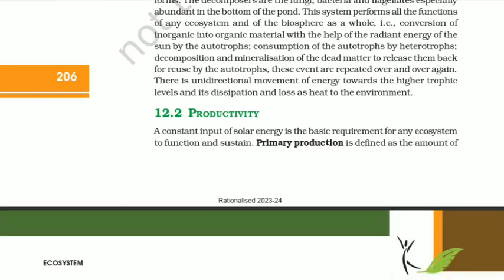This system performs all the functions of any ecosystem and of the biosphere as a whole. That is, conversion of inorganic into organic material with the help of radiant energy of the sun by the autotrophs, consumption of the autotrophs by heterotrophs, decomposition and mineralization of the dead matter to release them back for reuse by the autotrophs. These events are repeated over and over again. There is unidirectional movement of energy towards the higher trophic levels and its dissipation and loss as heat to the environment.